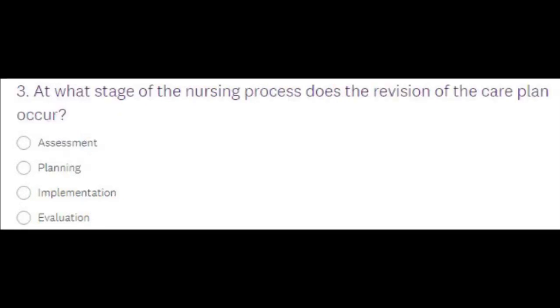Moving on to the third question, at what stage of the nursing process does the revision of the care plan occur? First option, assessment. Second, planning. Third, implementation. And fourth, evaluation. Certainly, evaluation is the answer. During evaluation, the revision of the care plan occurs.